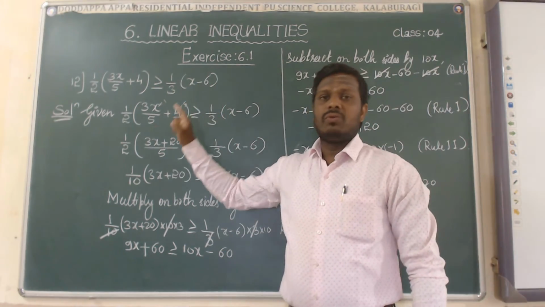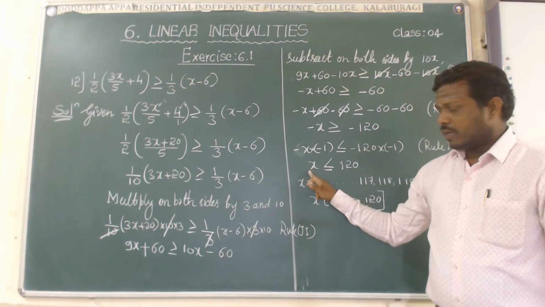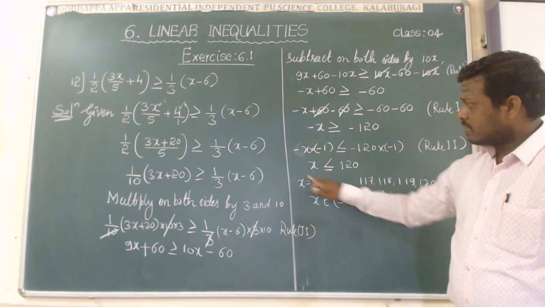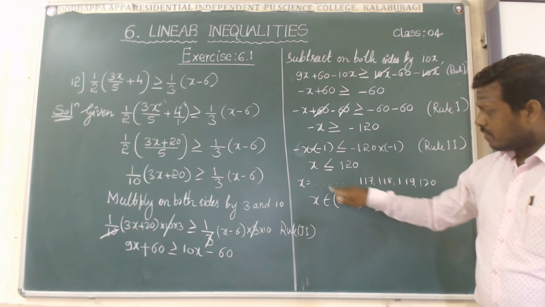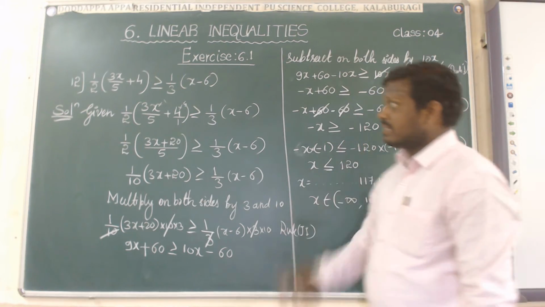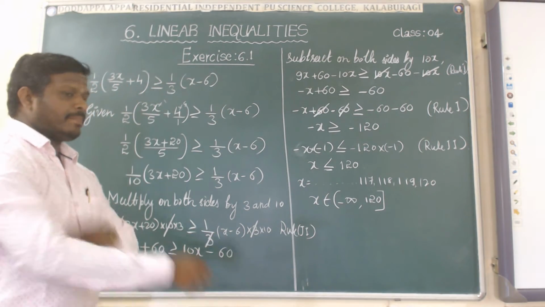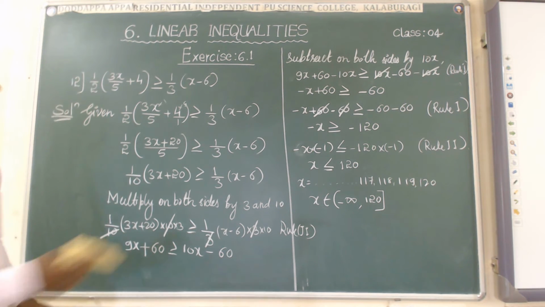By using the two rules, simplify up to getting the coefficient of x as positive 1. Then go to write the solutions of x according to this statement. Then these solutions we have to represent in intervals. Getting? Okay, this is the 12th question solution. Now moving to the next question, the 13th one.